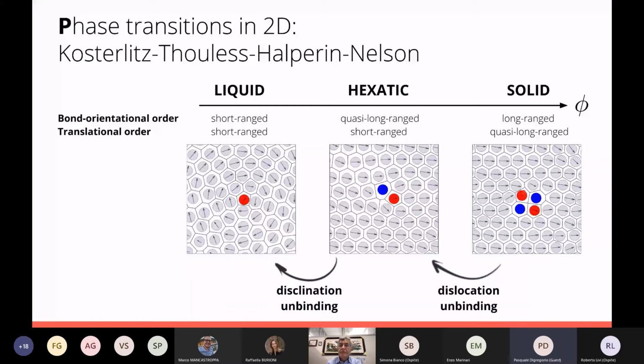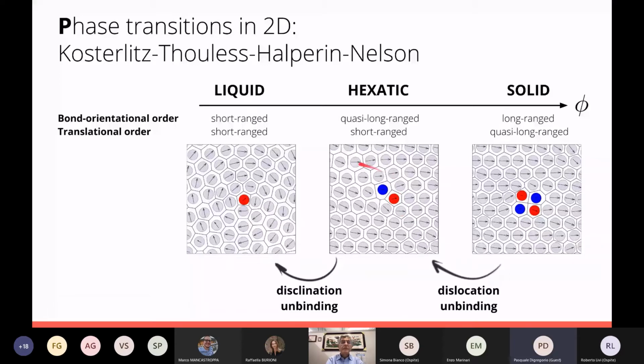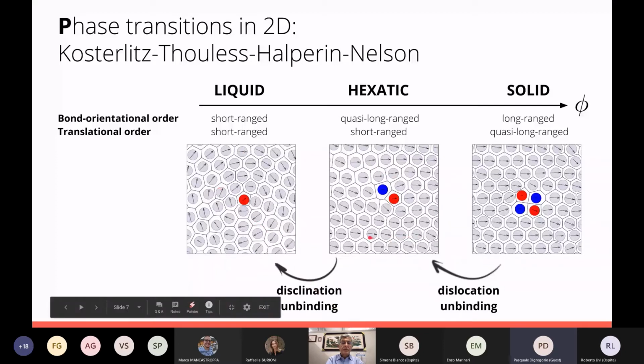Then the solid to the hexatic phase transition is driven by the process of unbinding of these dislocation pairs into free dislocations. And then the second phase transition from the hexatic to the liquid is instead mediated by the unbinding of free dislocations into free disclinations.